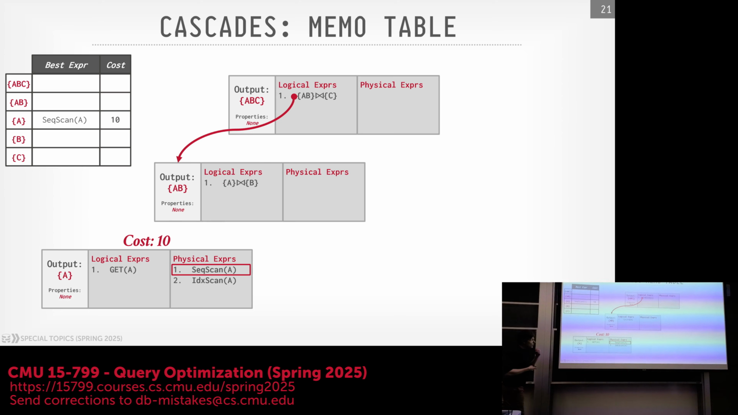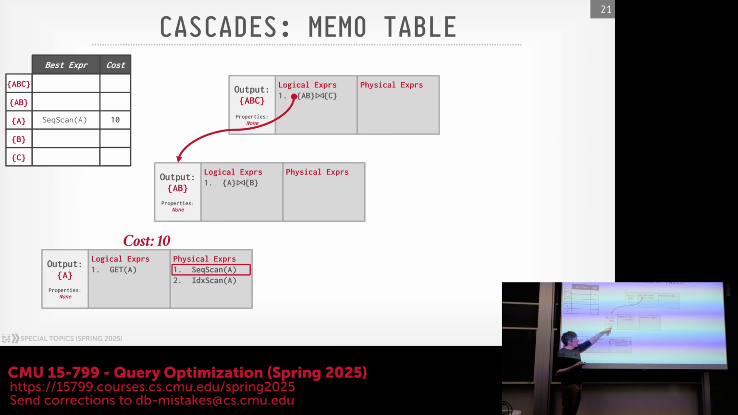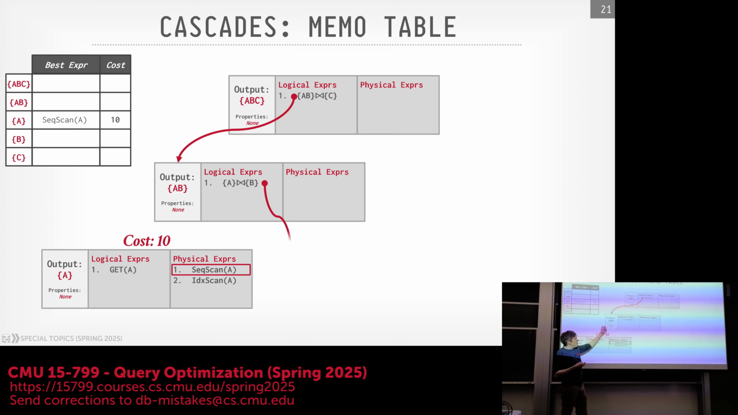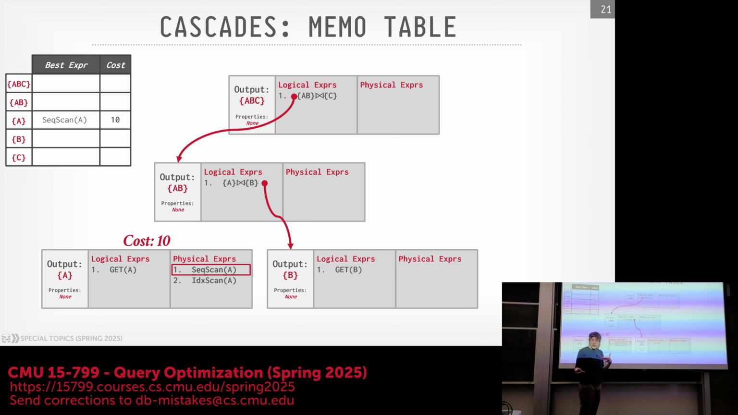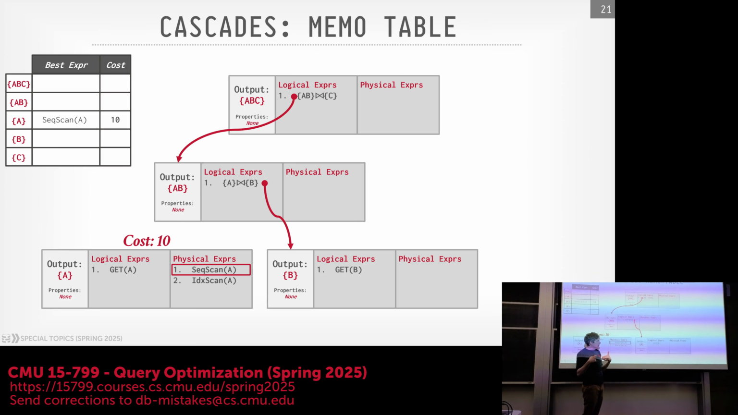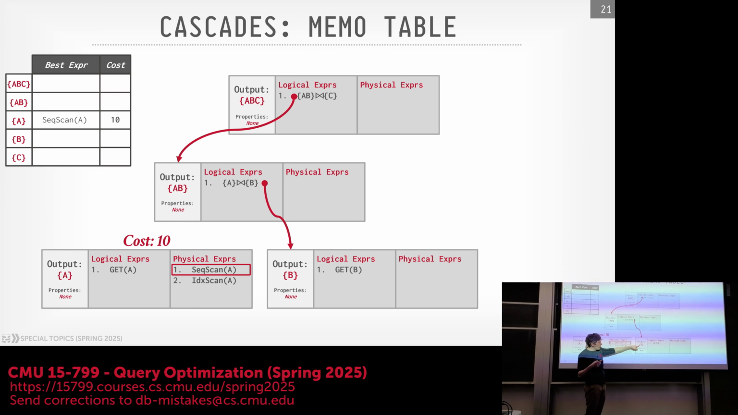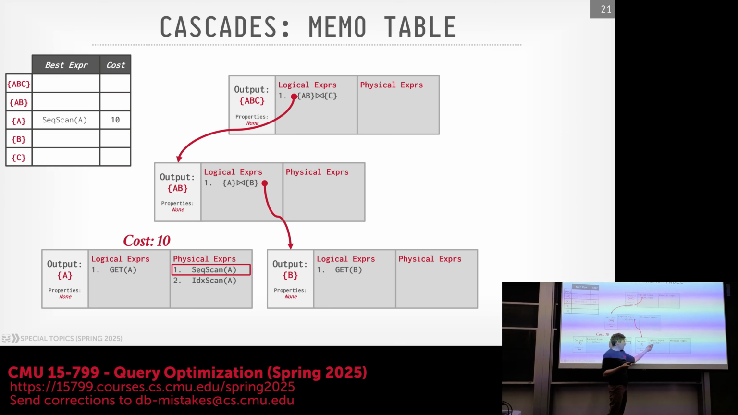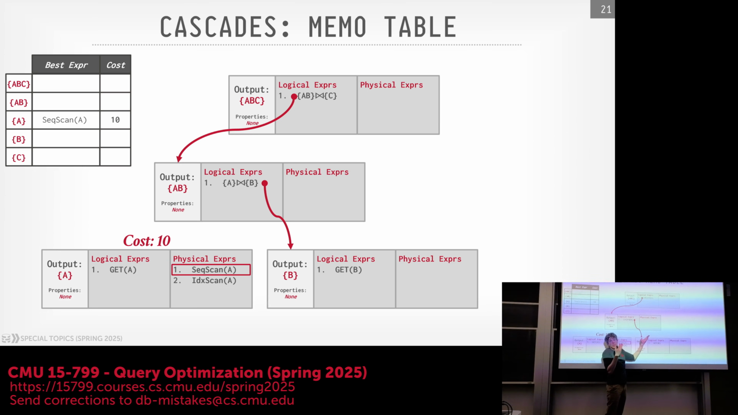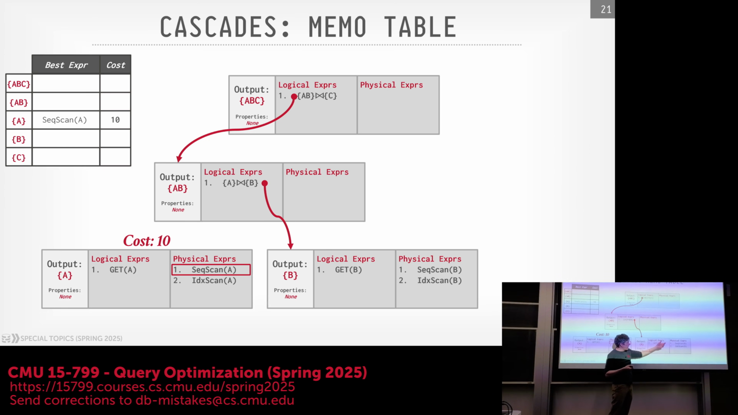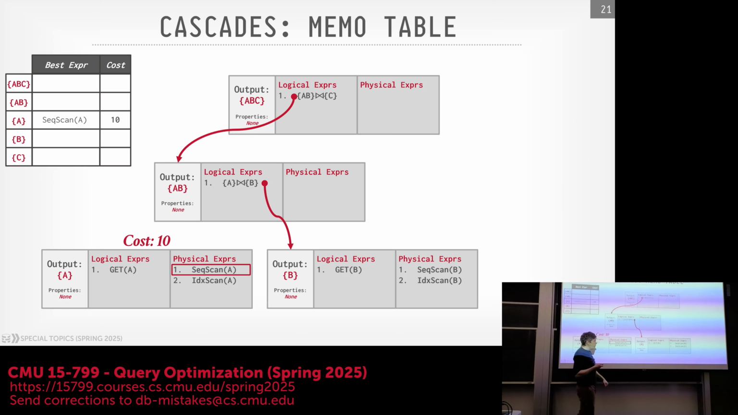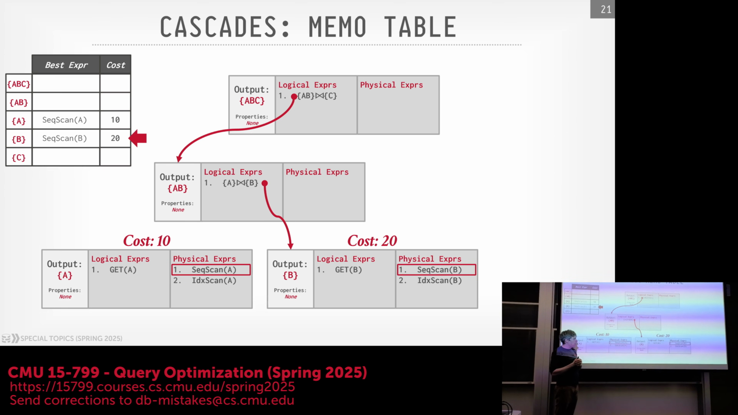So now I traverse back up into this group here, and now I'm going to look down on the other side of the join. I want to do the same thing. What's the best expression for the group that's going to produce the tuples of B? Same thing: in the first step, I apply a logical rule that just says, well, you want B, get B. That's the logical operator. Then I apply the implementation rule that says you can either do a sequential scan on B or an index scan on B. And say again, the sequential scan is better, and has a cost of 20.